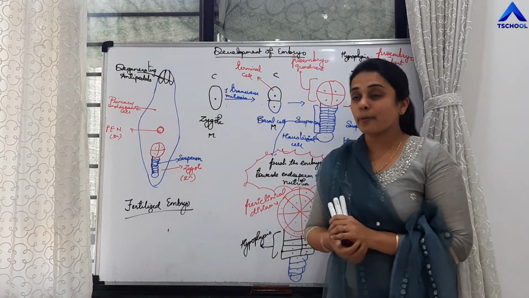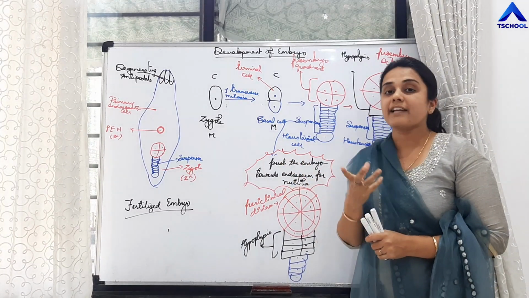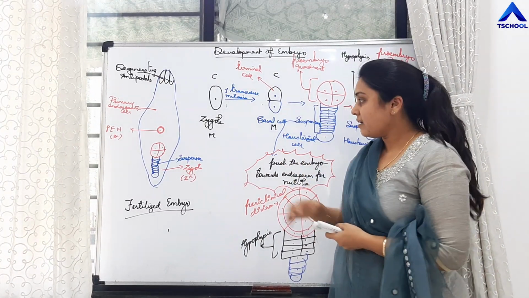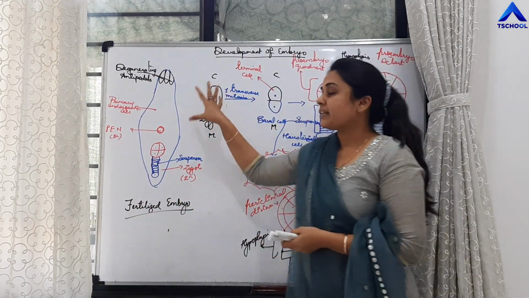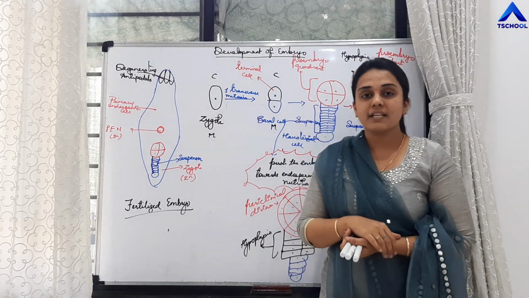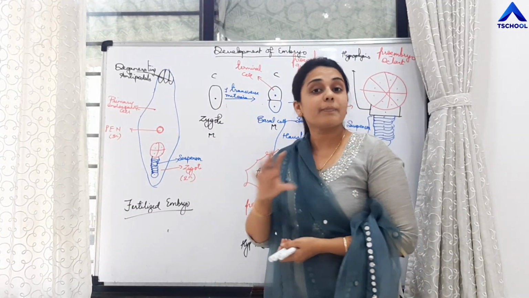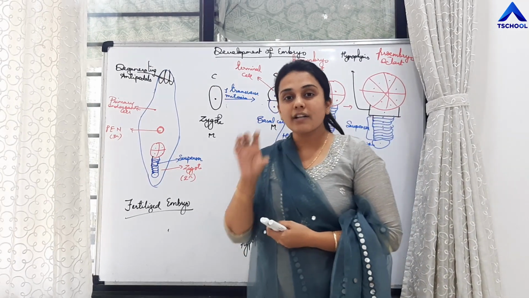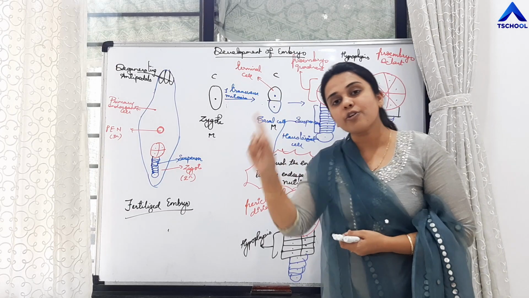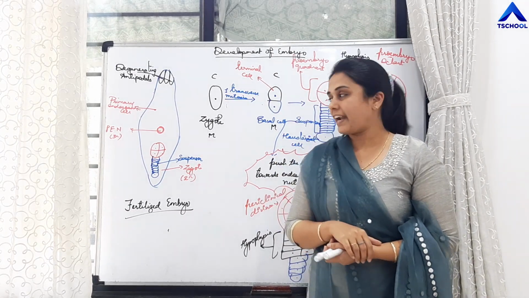So students, if we quickly revise the development of the dicot embryo, we are studying how a dicot embryo is developed, right? So this was the diagram of a fertilized embryo. We know that the antipodal cells are degenerating, the synergid cells are also degenerating. Endosperm is already formed, which is a nutritive tissue, and the zygote is left. Now this zygote is going to develop into the embryo after the formation of endosperm.